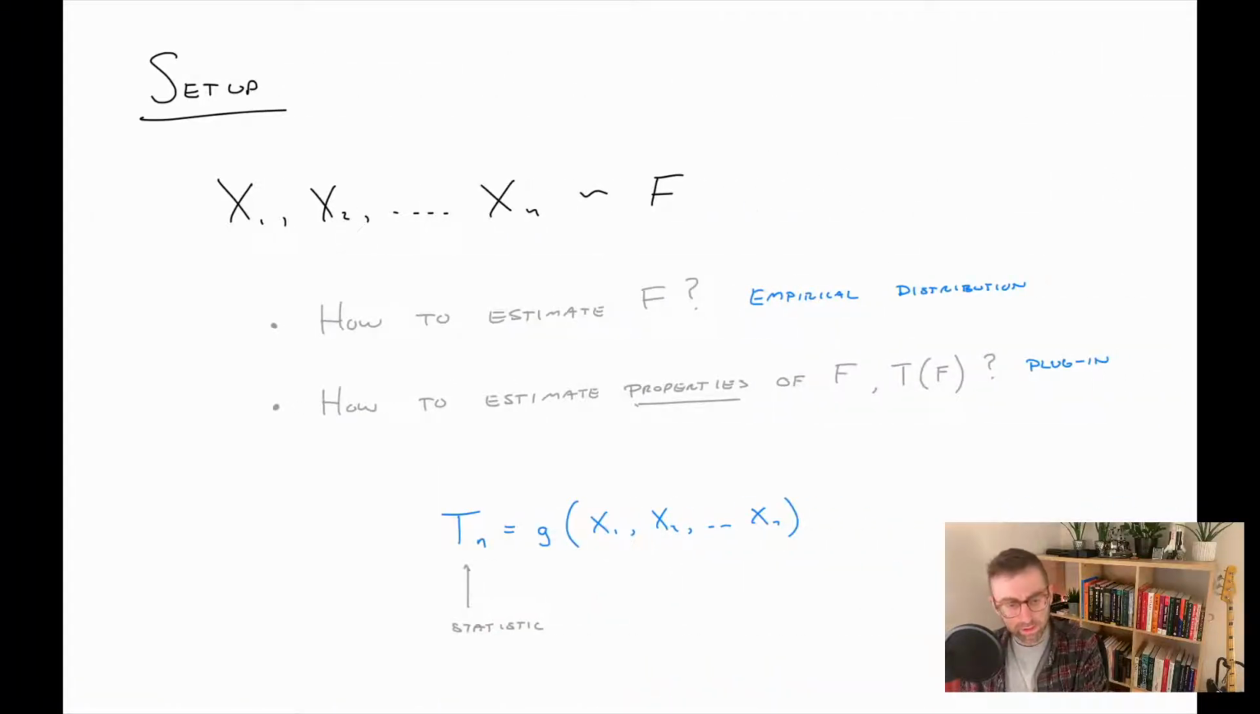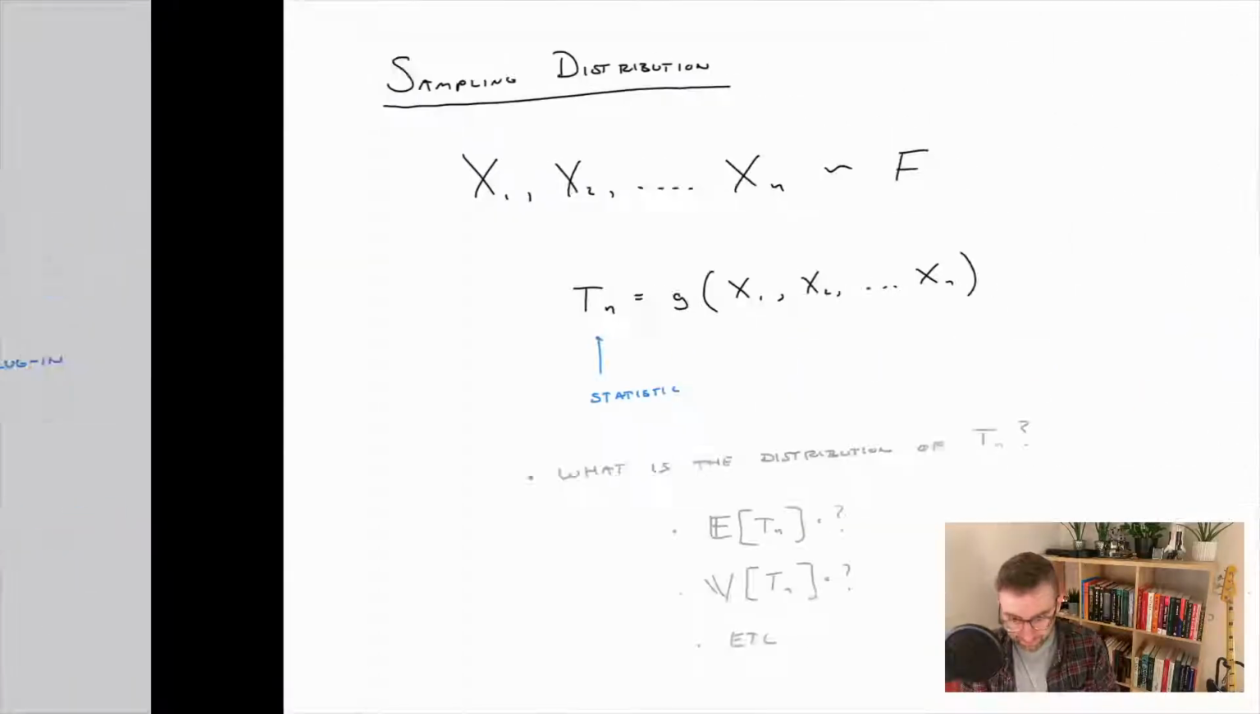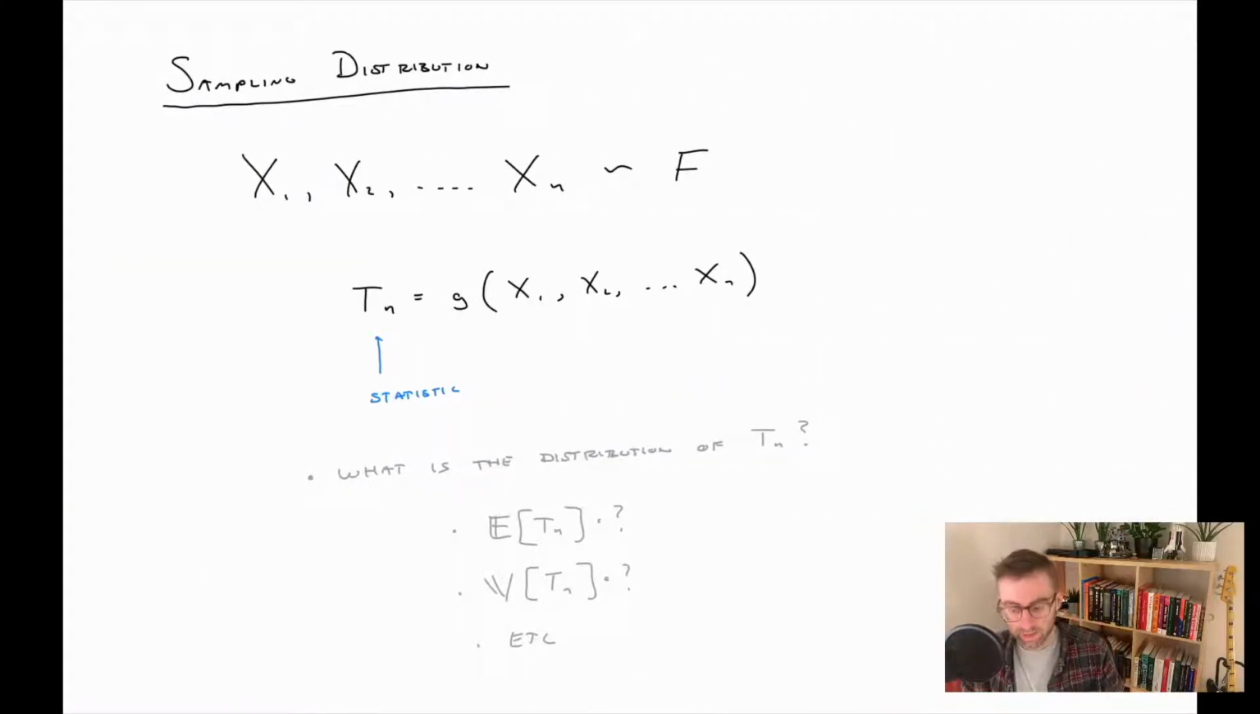So to talk about the bootstrap, we're going to need to redevelop the setup that we're in, which is, we have an IID sample from some distribution, and we're interested in estimating some property of that distribution, and the way we do that is with a statistic. And so far we've basically seen that the way to develop that statistic is through the empirical distribution and developing a plugin estimator.